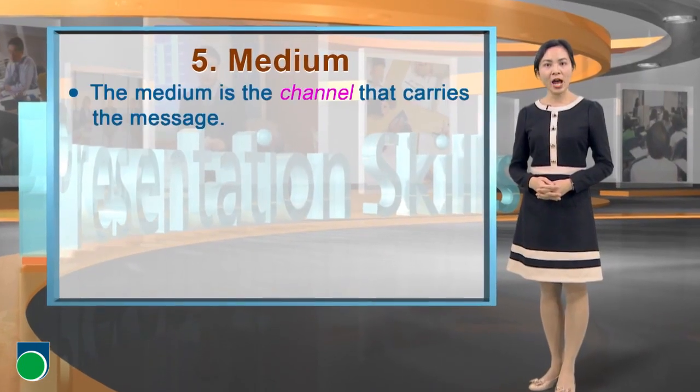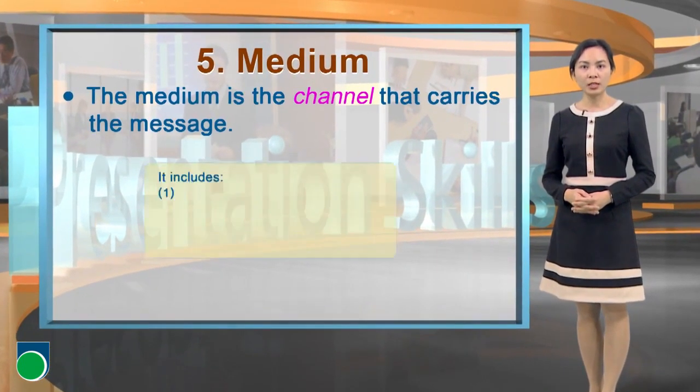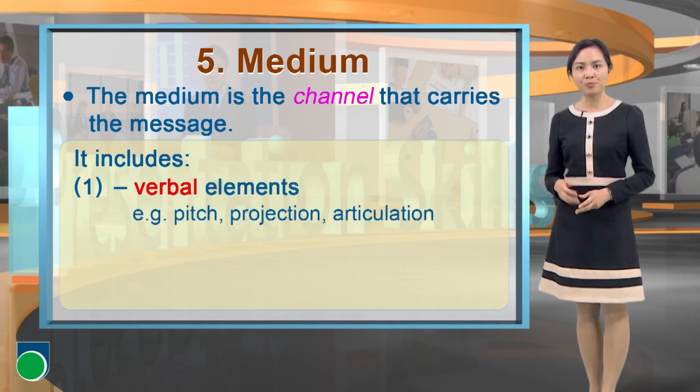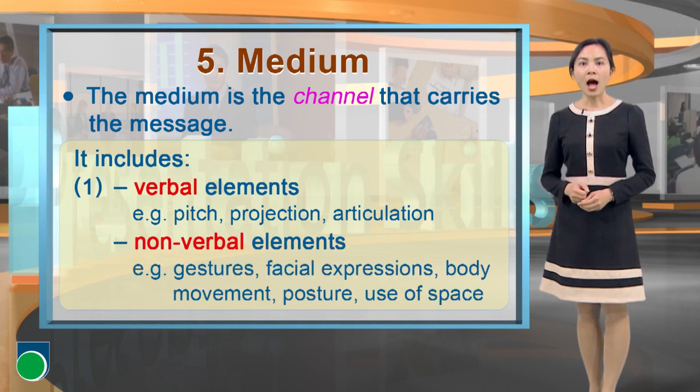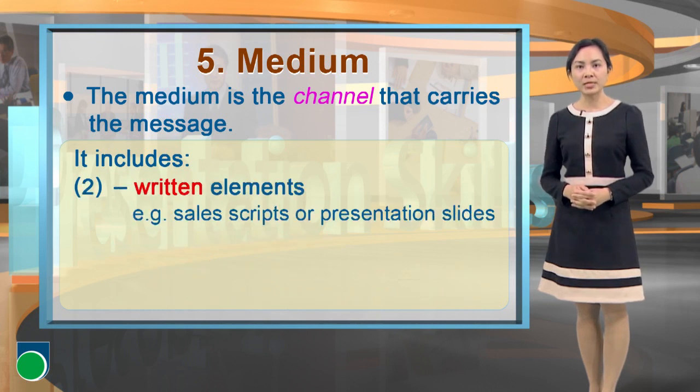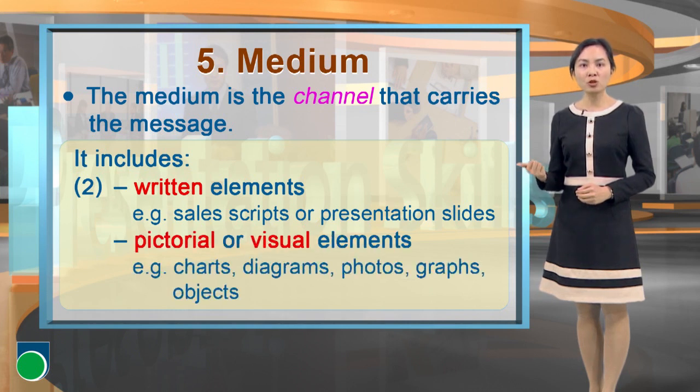The medium is the channel that carries the message. It includes verbal elements such as pitch, projection, articulation, and non-verbal elements like gestures, facial expressions, body movement, posture, and the use of space. It also includes written elements such as sales scripts or presentation slides, and pictorial or visual elements such as charts, diagrams, photos, graphs, and objects.